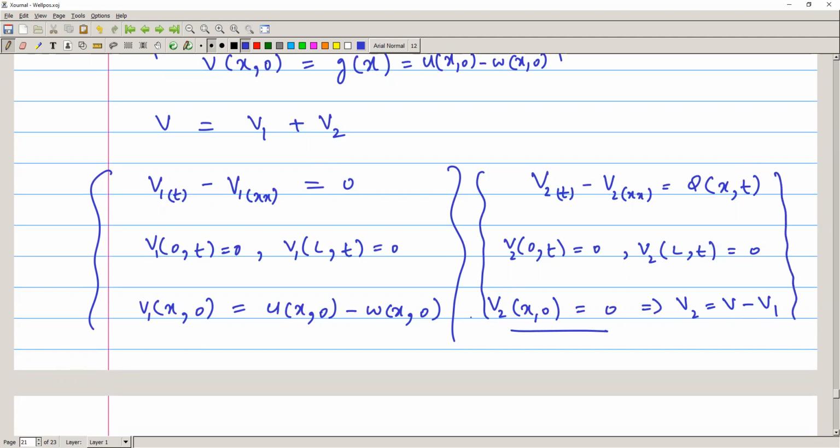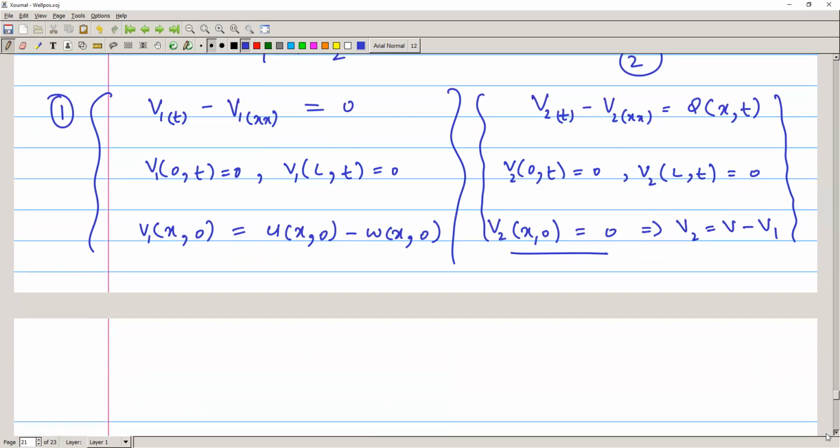And we know that the solution of the first equation we can easily find. It now has homogeneous Dirichlet boundary conditions and a homogeneous heat equation, so we can easily solve this problem. But for the other problem, say this is 2 and this is 1, for 2 we are going to use Duhamel's principle.